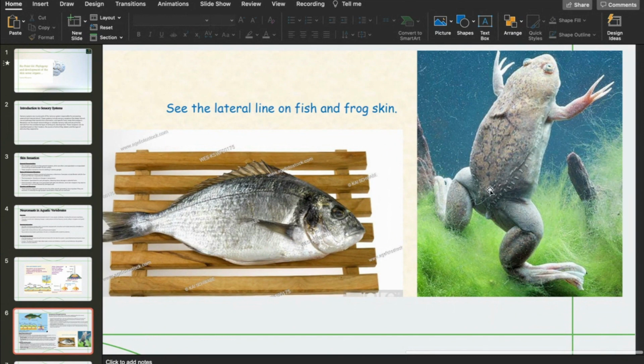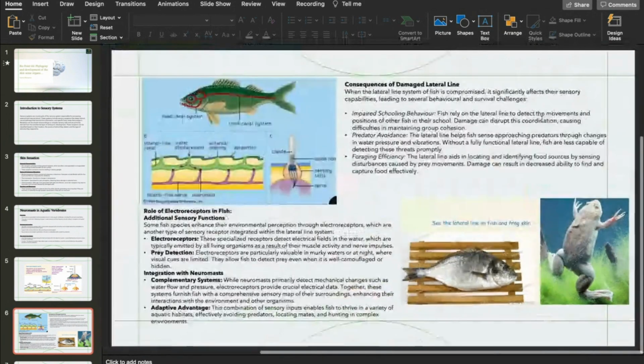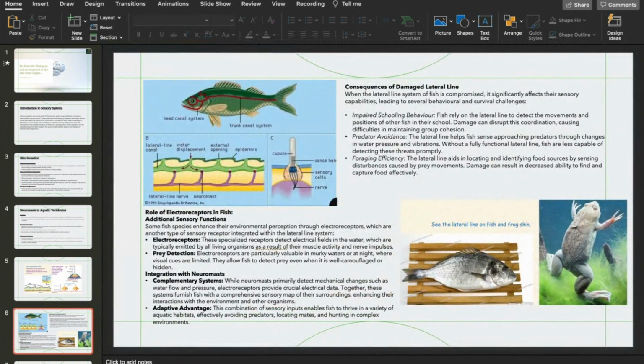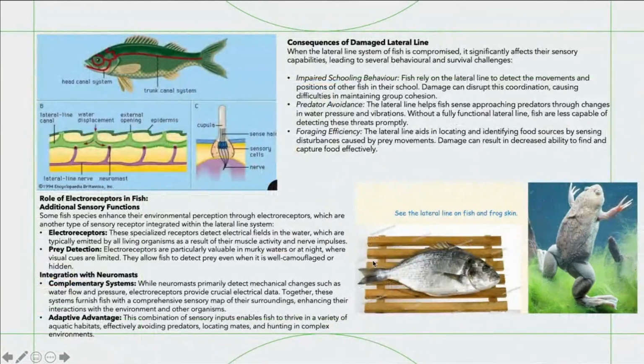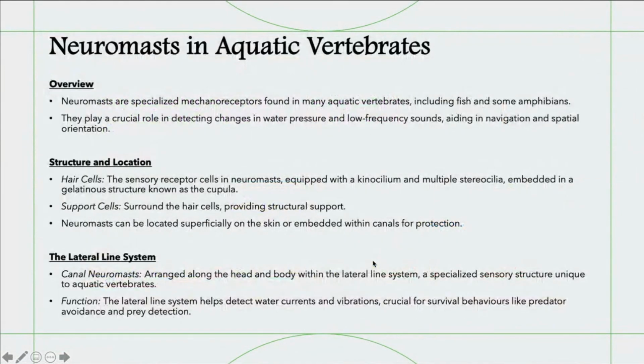So this lateral line, basically what we said, consists of neuromasts, and these neuromasts are mechanoreceptors, which will detect changes in water pressure. So they're able to detect whether there is a predator near them or not.